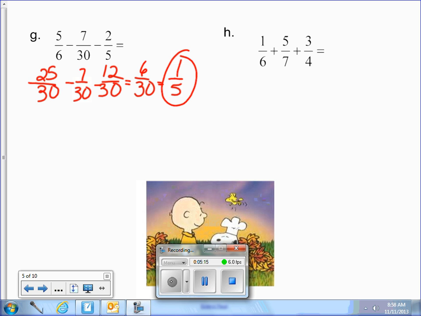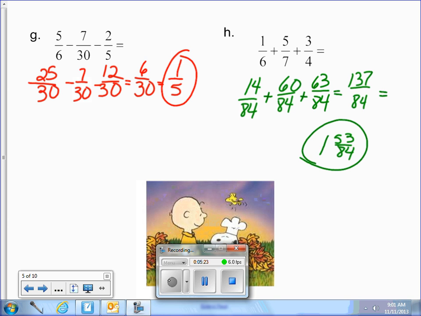So I'm going to pause the video and let you determine the final answer for H. So as you added your numerators, after you found equivalent fractions, 14 plus 60 is 74. 74 plus 63 is 137 over 84. 84 goes into 137 one time with 53 left over.